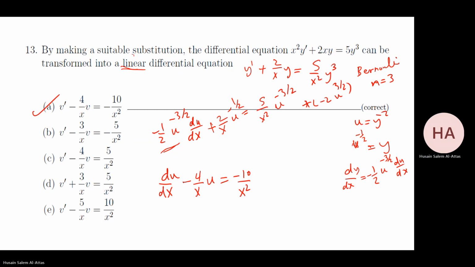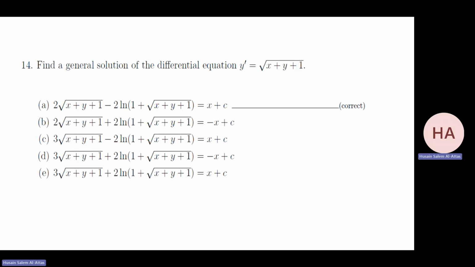What is this? Find the general solution of this. Easy one. It seems to be u equals x plus y plus 1. So we have du over dx will be 1 plus dy over dx. Plug it in. I have du over dx plus minus 1 equals square root of u.